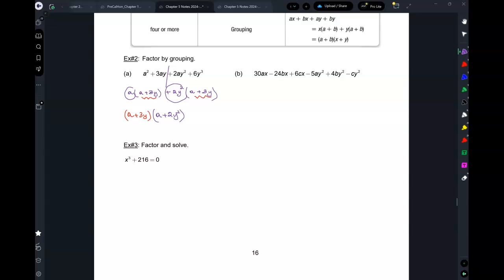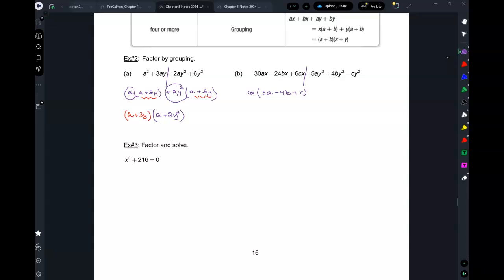All right. So now let's take a look at this one. Again, split it down the middle right here. What can I factor out of here? 6x. So I get, tell me what I get. 5a minus 4b plus c.